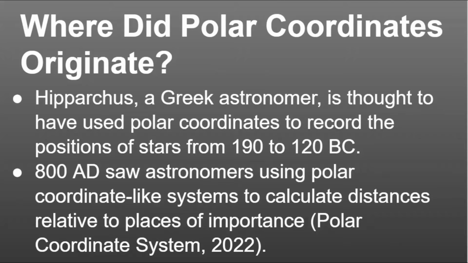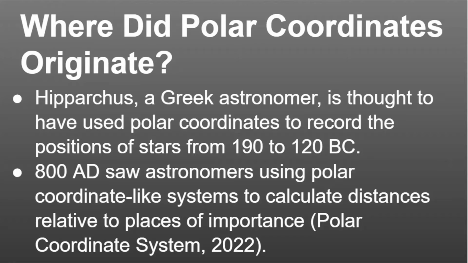Hipparchus, who was a Greek astronomer, is thought to be the first person to use polar coordinates, at least in recorded history, as he used them to record the positions of stars from 190 to 120 BC, and later on in 800 AD, some astronomers were seen using polar coordinates, or systems very similar to polar coordinates, to calculate distances from important places.